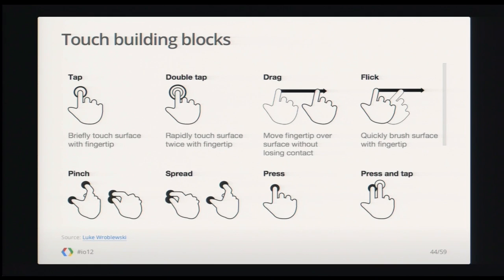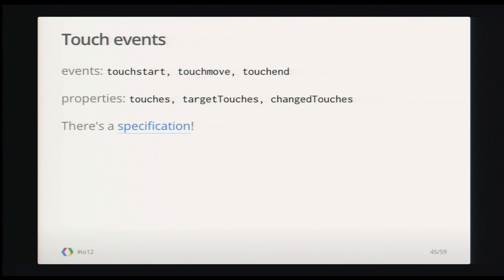Touch interfaces, I'm sure you're all familiar with, have essential building blocks. These are very simple gestures. Well, they range from simple ones like tap and double tap to more complex ones like pinch, zoom, and rotation. And we can do all these things on the web using the touch events. So here we have touch move, touch start, and touch end. And these are pretty similar to their mouse equivalents, except instead of single coordinates, we have lists of touches on the screen. And there's a spec, and you can read more about this.